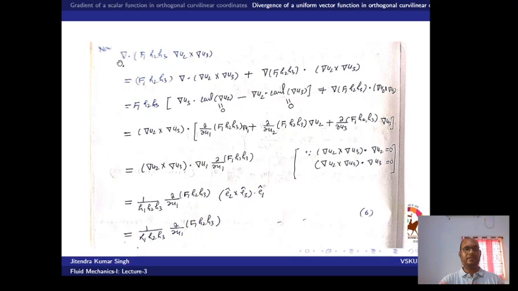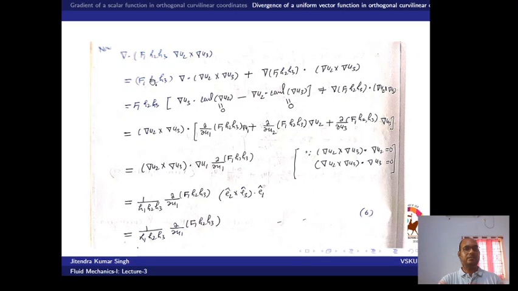So first I calculate the divergence of f1 h2 h3 grad u2 cross grad u3. Here f1 h2 h3 is a scalar, and grad u2 cross grad u3 is the cross product of two vectors. So this is the divergence of a scalar function phi times a vector. We shall take from the vector identities we discussed in the earlier class: f1 h2 h3 divergence of grad u2 cross grad u3 plus grad of f1 h2 h3 dot grad u2 cross grad u3.